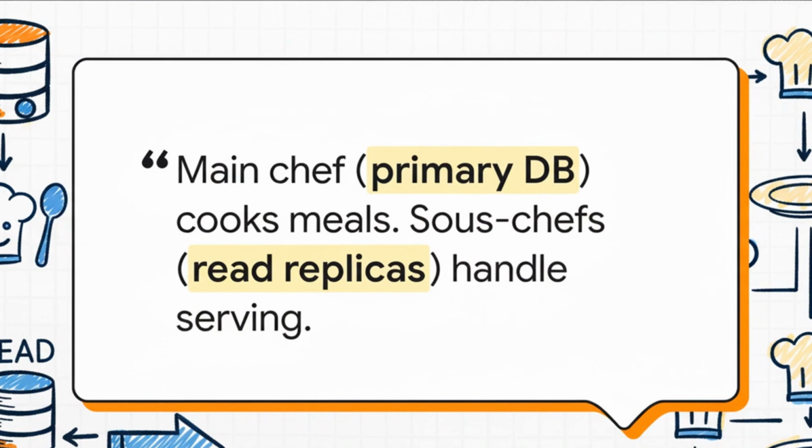And we've got another killer analogy to help make this click. Think of a super busy restaurant kitchen. You have your head chef, that's your primary database, who's totally focused on cooking the meals, which are your data writes. Then you have a whole team of sous chefs. Those are your read replicas, and their job is just to plate the food and get it out to the customers. That's handling the reads. This setup frees up your head chef to just focus on cooking.